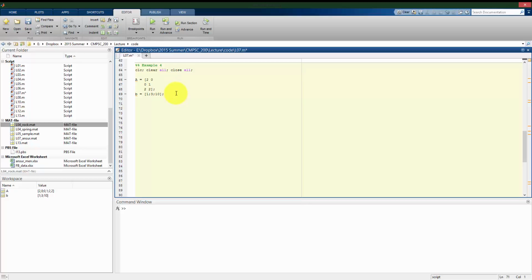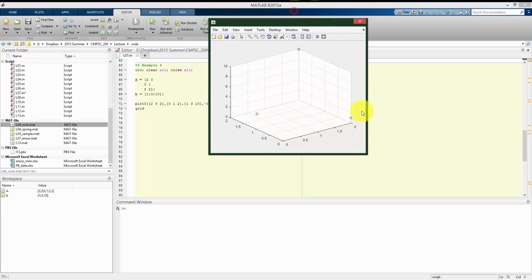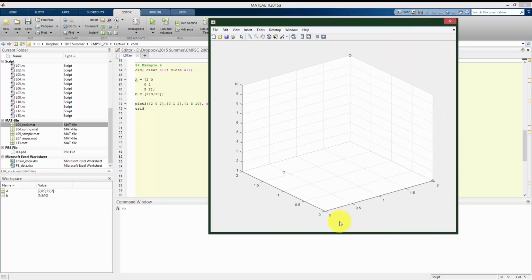But I want to visualize what's happening here. So I'm going to plot my X values, which were 2, 0, 2, the first column of A, 0, 1, 2, which are my Y values, and then the observed Z values 1, 3, and 10. And I'll use plot 3 for this. Alright, so these are, again, just 3 observations I made with my X, my Y, and my Z values.